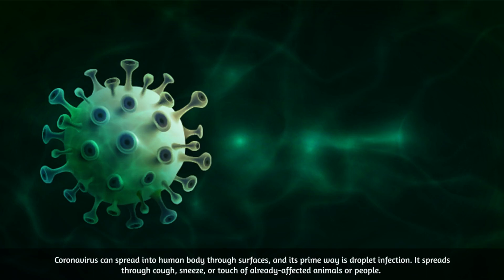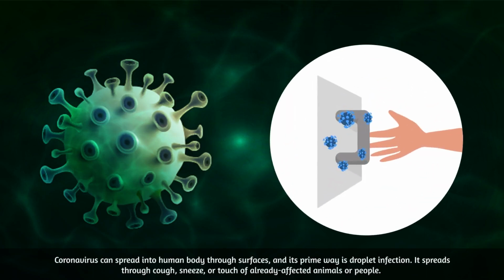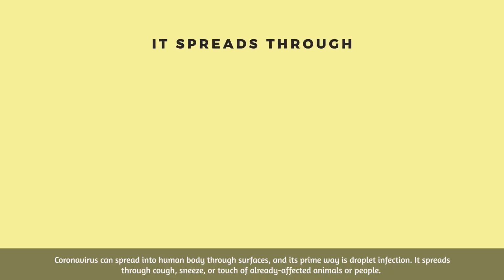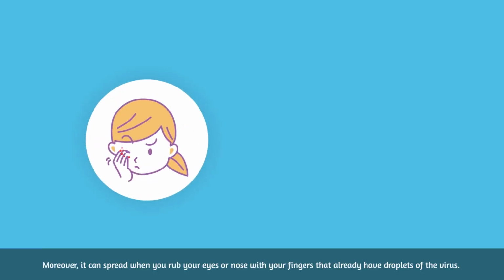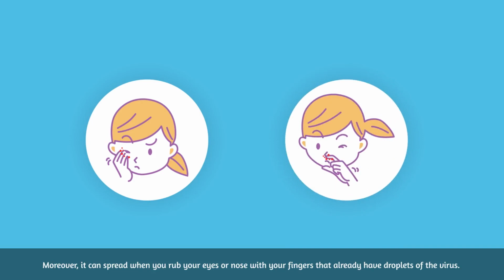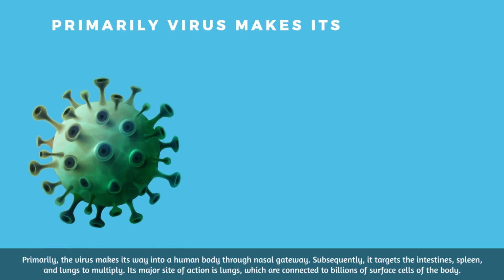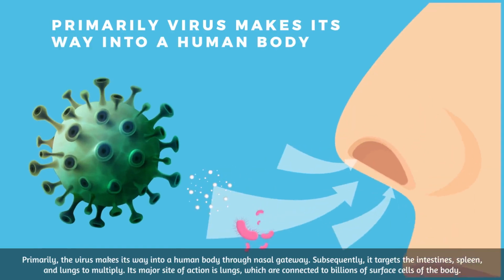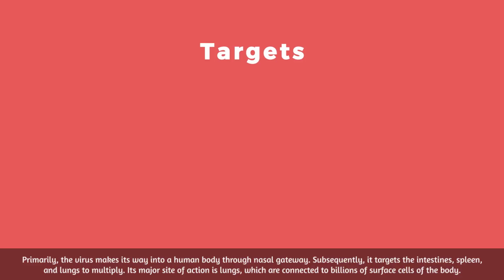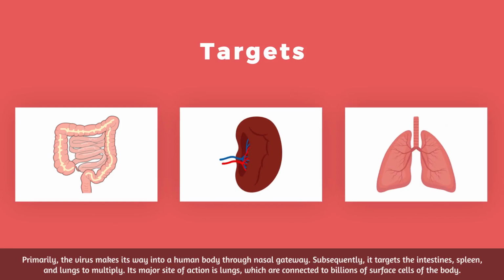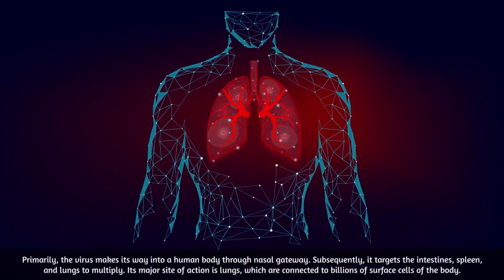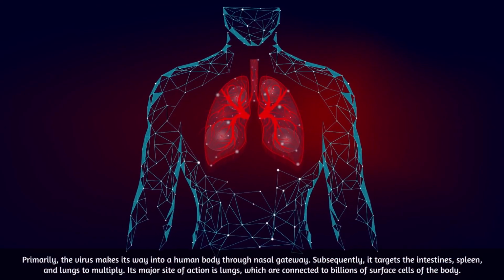Coronavirus can spread into the human body through surfaces, and its prime way is droplet infection. It spreads through cough, sneeze, or touch of already affected animals or people. Moreover, it can spread when you rub your eyes or nose with your fingers that already have droplets of the virus. Primarily, the virus makes its way into a human body through the nasal gateway. Subsequently, it targets the intestines, spleen, and lungs to multiply. Its major site of action is the lungs, which are connected to billions of surface cells of the body.